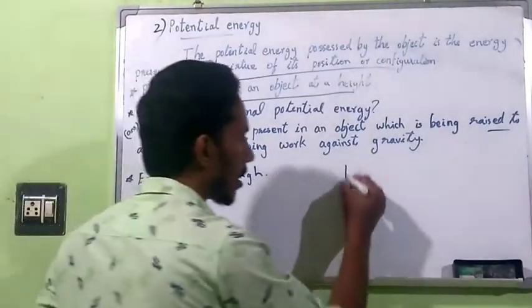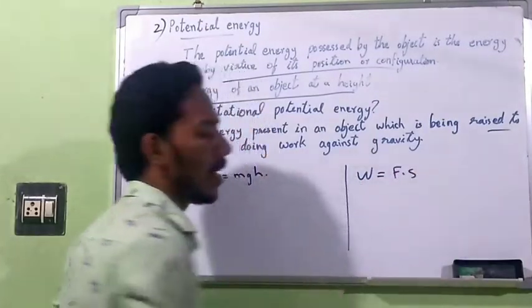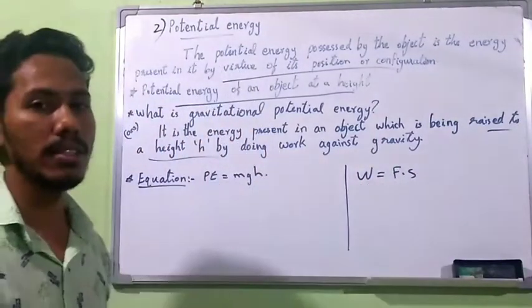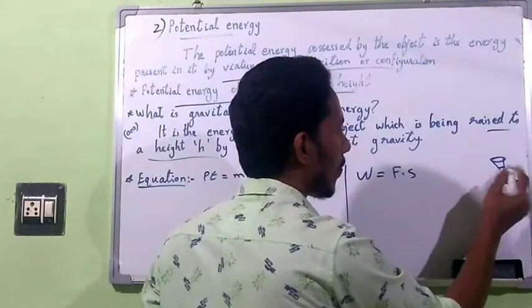What is the equation for work done? Work done is equal to F into S. F into S, where S means height. Here, this object is placed at this position.